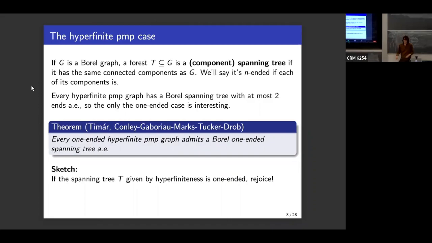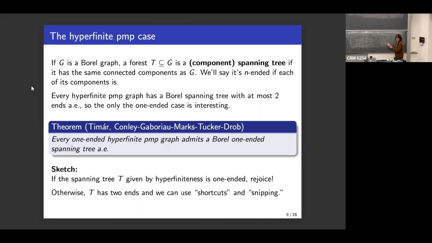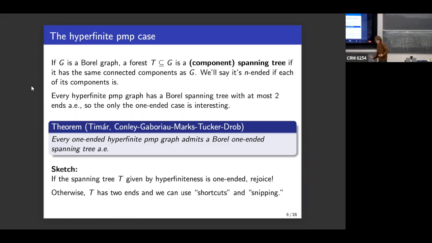That's super nice. Otherwise, I have some two-ended components, and a two-ended spanning tree of a one-ended graph is some sort of big Hilbert curvy sort of thing. And you can start looking for shortcuts in this and do some sort of sniffing algorithm to make this look more and more one-ended. So using the two-ended spanning tree and some type of finiteness, we can do some combinatorics and get down to the one-ended spanning tree.